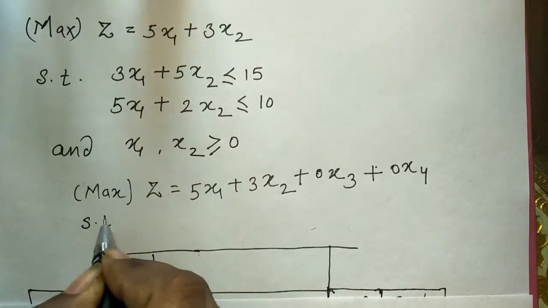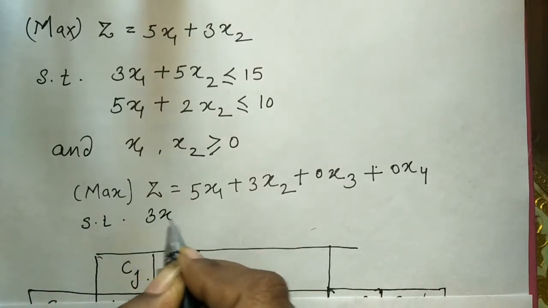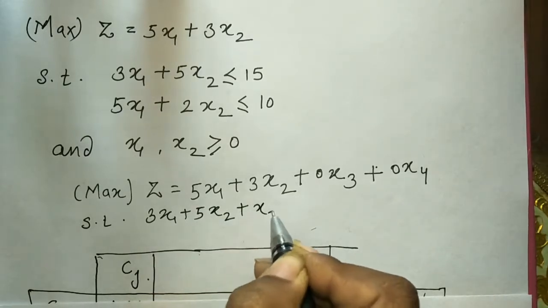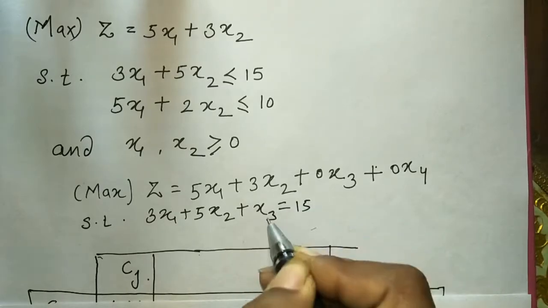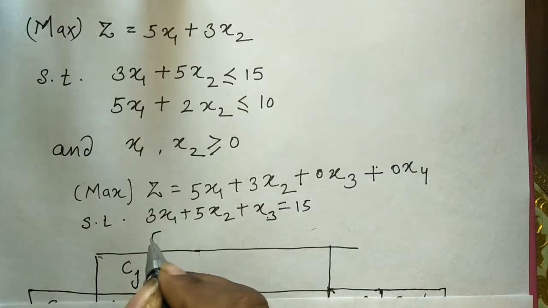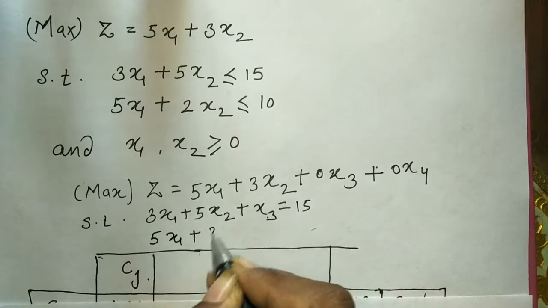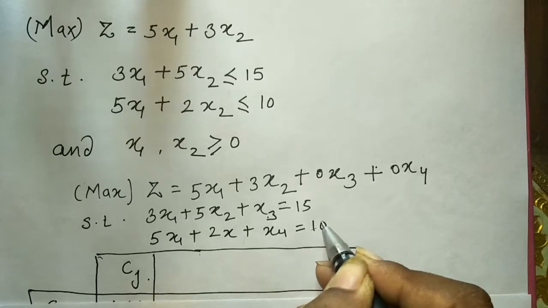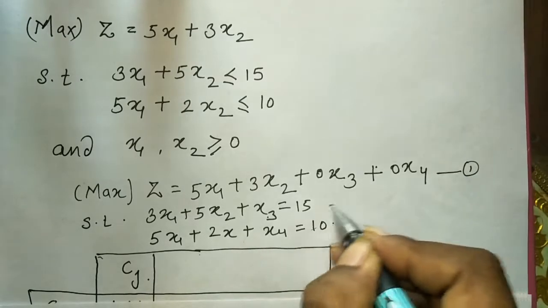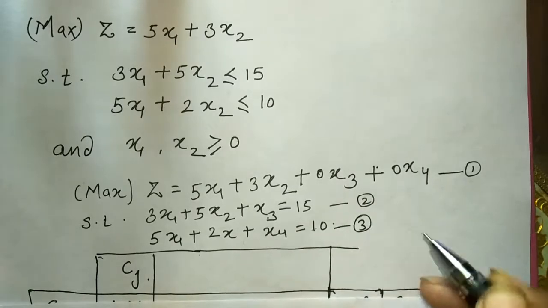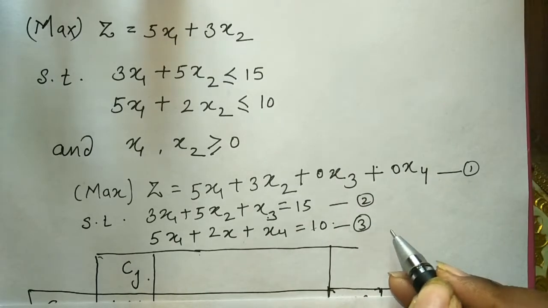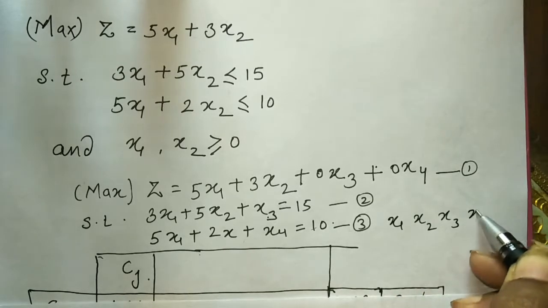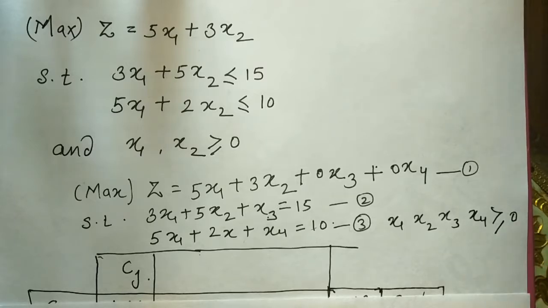Now the constraint subject to 3x1 plus 5x2 plus x3 is equals to 15. x3 is slack variable. 5x1 plus 2x2 plus x4, and here x4 is slack variable. This is our first equation and second equation. At last, our non-negativity restrictions x1, x2, x3, and x4 greater than equals to 0.